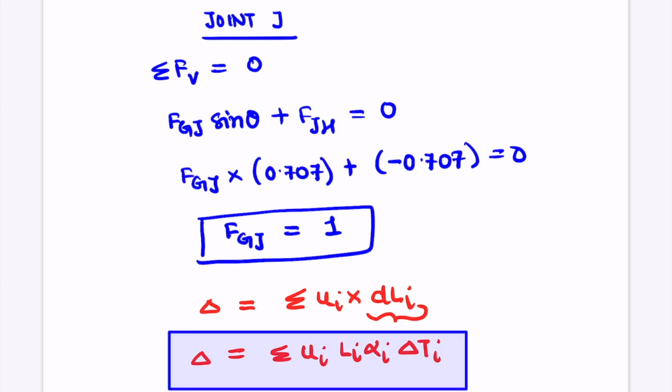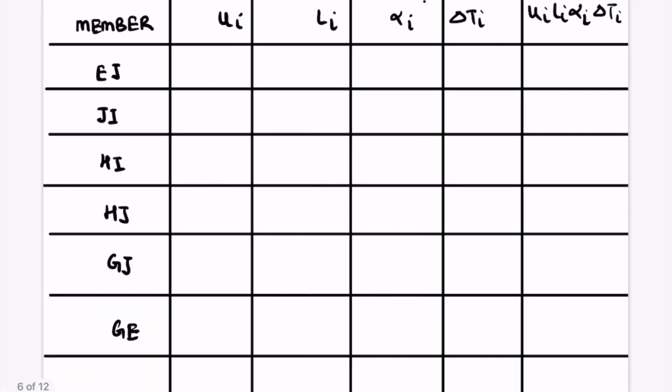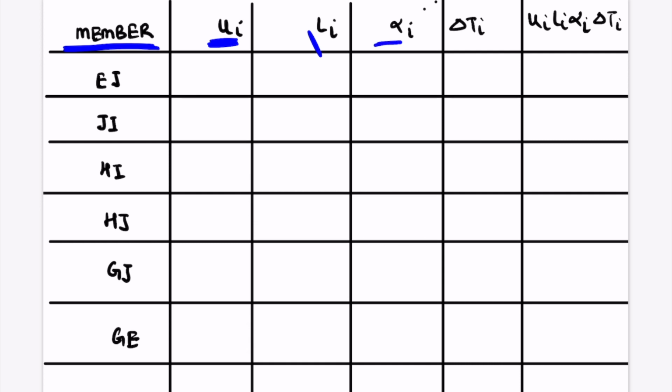To implement this formula, we will make a table. So this kind of table we will make, in which there is a column named member. Here we have written the names of all the members in the truss. There is a column in which we have to fill the internal forces, which we have already calculated. Here we have to fill the length of each member. Here we have to fill alpha I, that is coefficient of thermal expansion of each member. Here the temperature change in each member, and finally we have to implement a final formula.